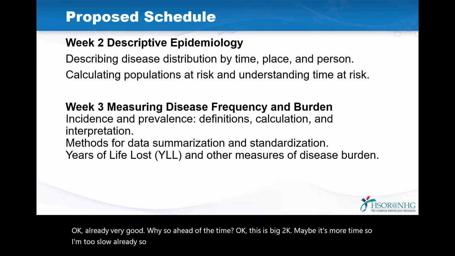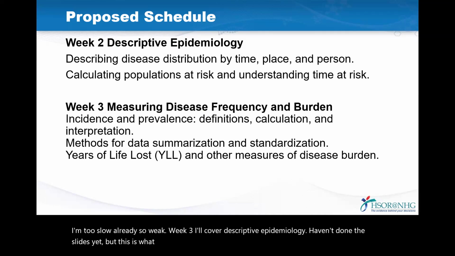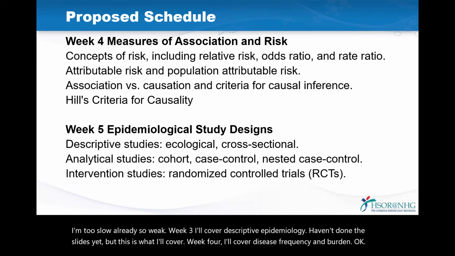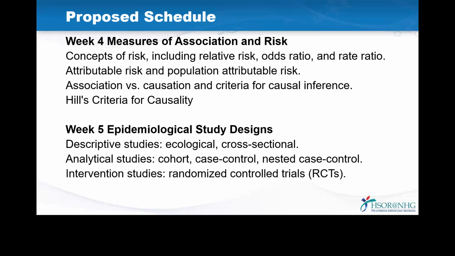So week 3, I'll cover descriptive epidemiology. I haven't done the slides yet, but this is what I'll cover. Week 4, I'll cover disease frequency and burden. Week 5, I'll cover more of association in more detail, what is risk and all this. Attributable risk, population attributable risk, Hill's criteria. This one is a famous question. There are eight or nine criteria, I don't know how many. I'll cover different types of studies: ecological, cross-sectional, nested case-control, RCTs, intervention studies.